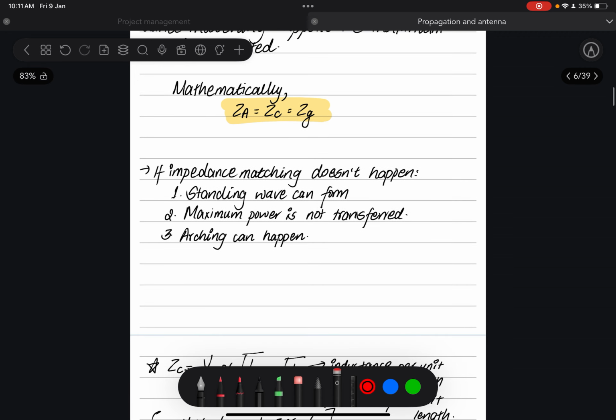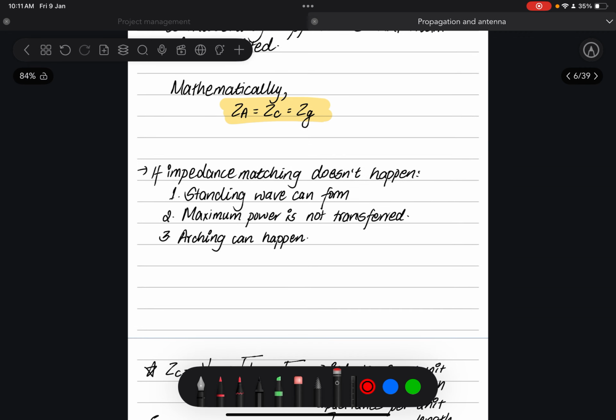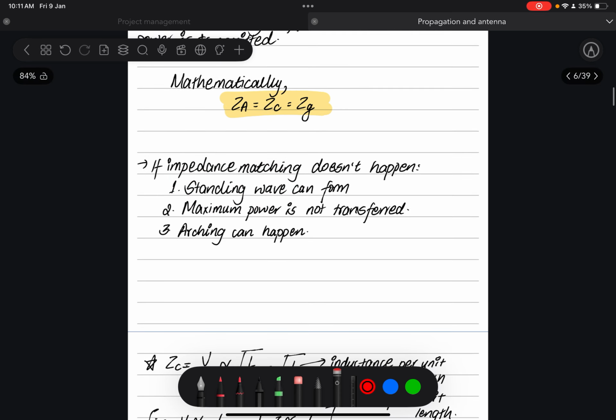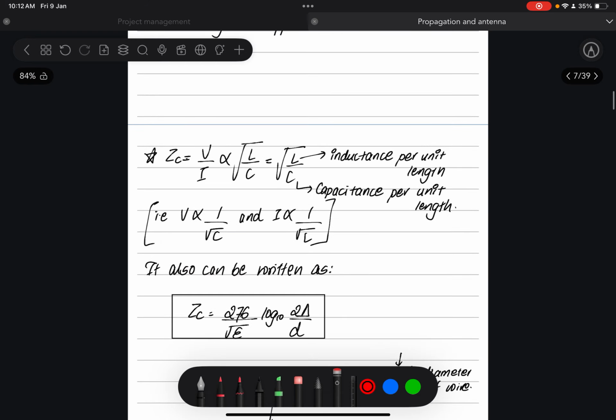But there are various problems that can arise if impedance matching does not happen. Standing waves can form. I've highlighted this below, and I'll come to it. Just remember it for now. Maximum power is not transmitted, and arcing can happen. Okay, so just remember it for now. I'll explain it properly.